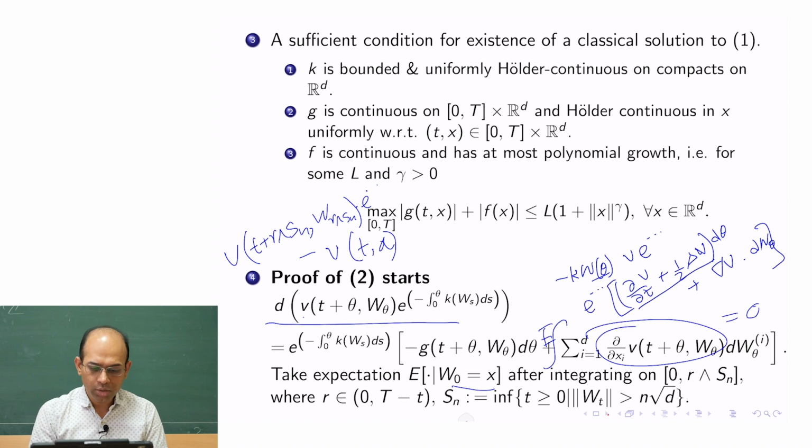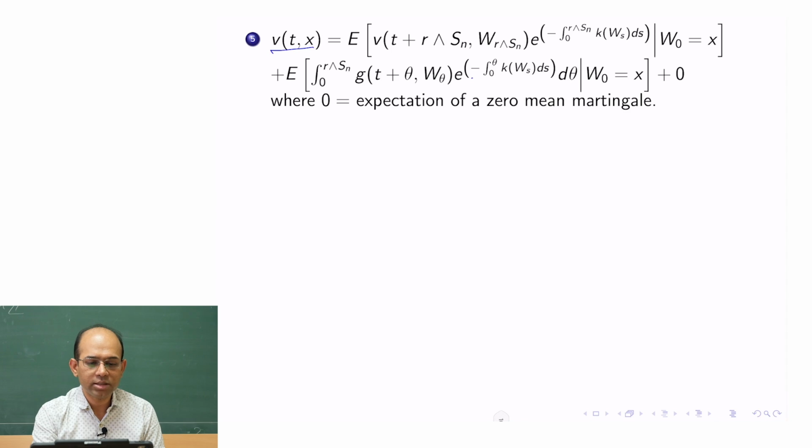Then rearranging the terms gives you v of t comma x equal to the expectation of v of t plus r minimum Sn, w of r minimum Sn, times e to the power of minus the integral from 0 to r minimum Sn of k of w s ds, given w0 equal to x, plus the expectation of the integral from 0 to r minimum Sn of g of t plus theta, w theta, times e to the power of minus the integral from 0 to theta of k of w s ds, integrated with respect to theta, given w0 equal to x. This 0 is coming from the expectation of the zero mean martingale.